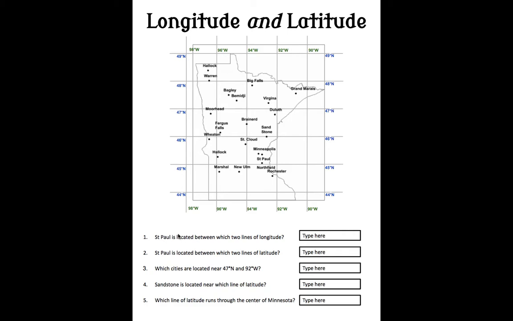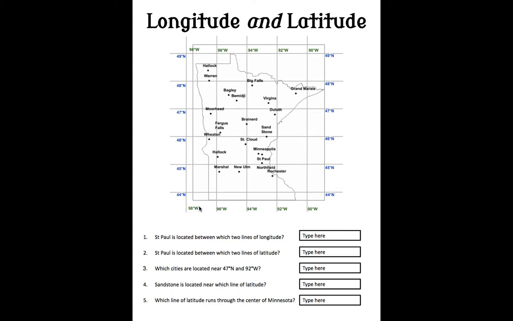It says here, number one, St. Paul is located between which two lines of longitude? So the first thing we want to do is remember which of these is longitude and which of these are lines of latitude. Now remember from that grid work that we always start with the lines of longitude along this line here. So that would be these green numbers. They're color-coded here just to make it easier to talk about as well. So we'll always start with these green numbers, these ones that run along the bottom here.